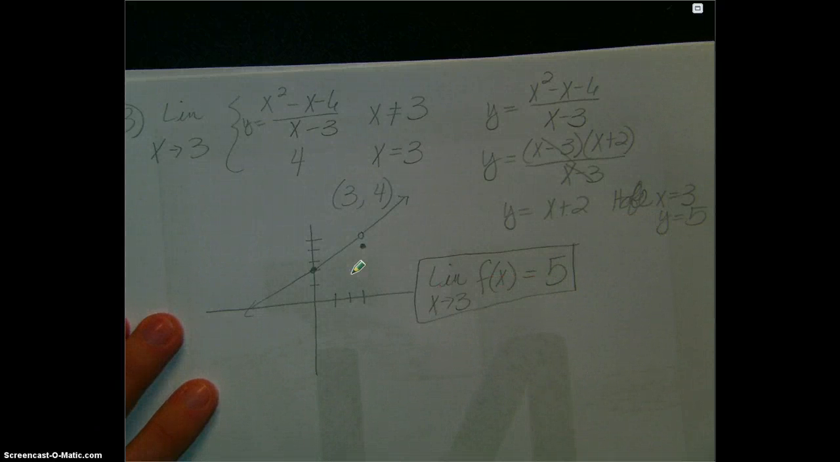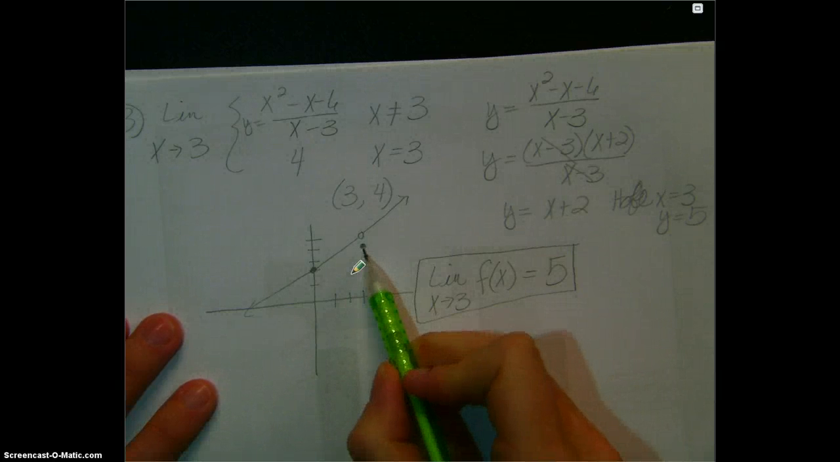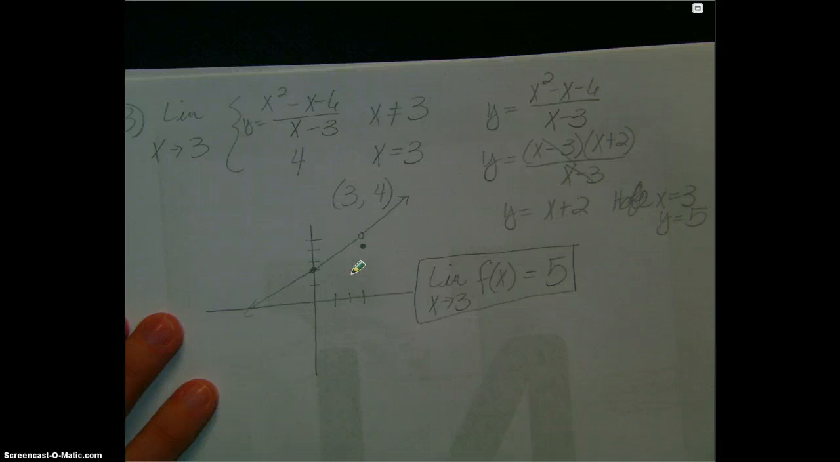Now if I was looking for the value, the y value, when x is equal to 3, then I would say that that is 4. But my limit is the idea of where is it getting closer and closer to as you're approaching from the left and from the right.